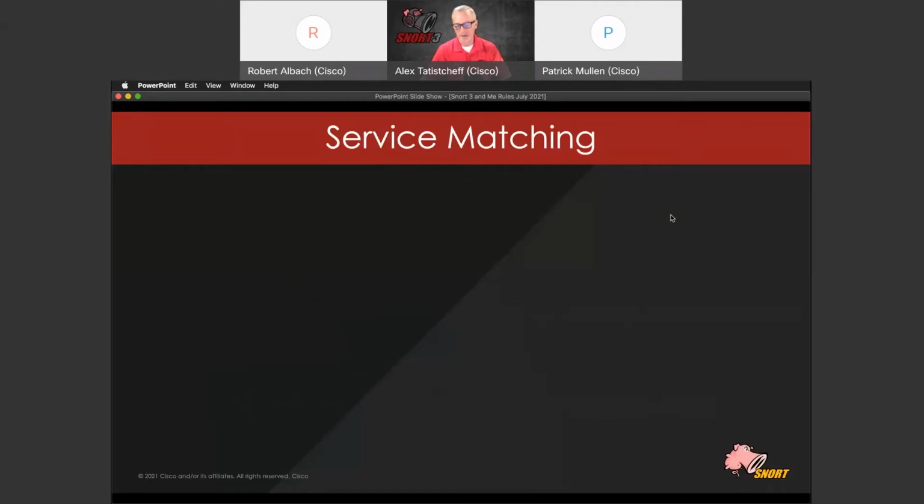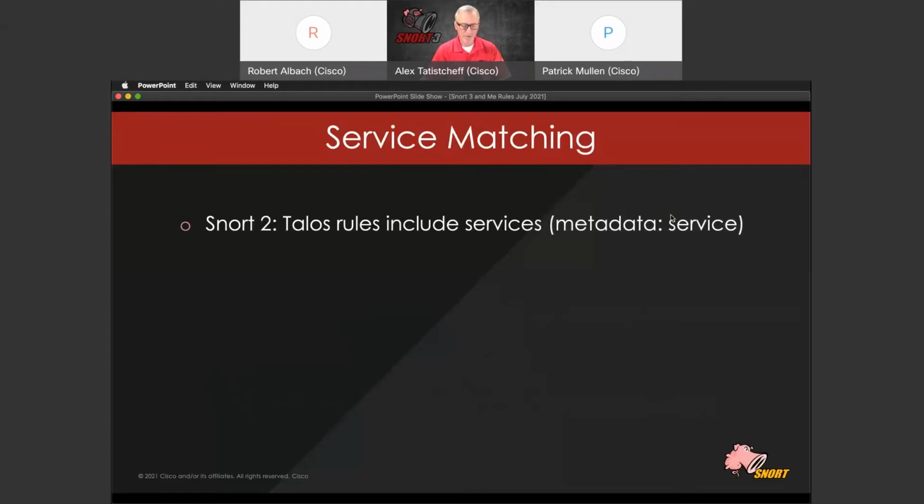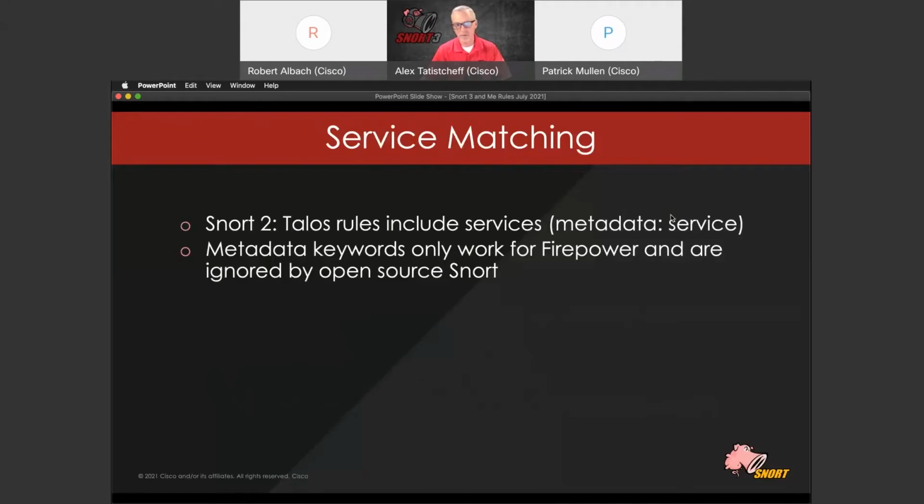Service matching. Okay, so this is pretty cool. In Snort 2, if you look at the Talos rules that you get, they pretty much all include this metadata service keyword, or most of them, not every single one, but most use that metadata service keyword. Now, the thing about metadata keywords is they're ignored by open source Snort. They're only used by some additional components that are present in the Cisco Secure Firewall, or Firepower as it used to be called. So in the commercial system, they're used, but in open source, they're ignored.